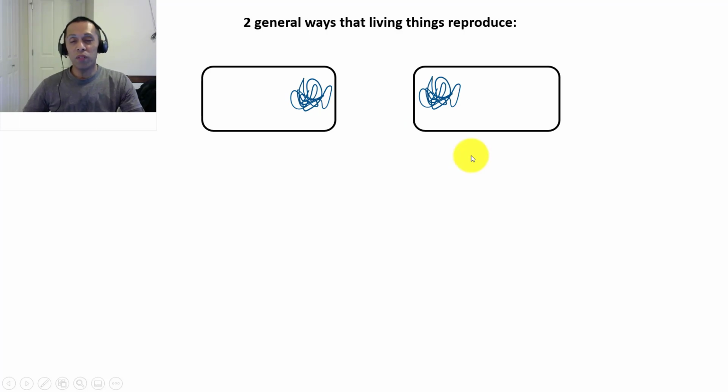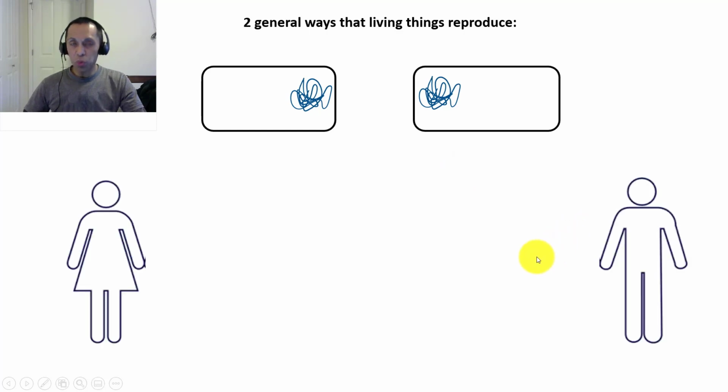Another general way that living things reproduce is by combining genetic information. This is how organisms like us, human beings, reproduce. With this type of reproduction, you have two individuals, each one producing reproductive cells. The reproductive cells of females are called egg cells, and the reproductive cells of males are called sperm cells.